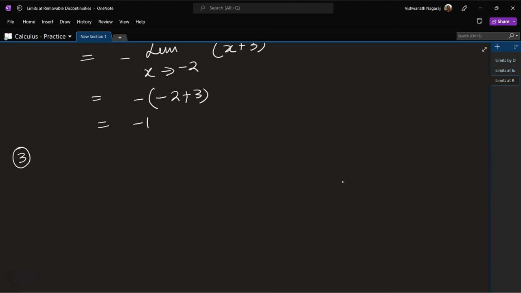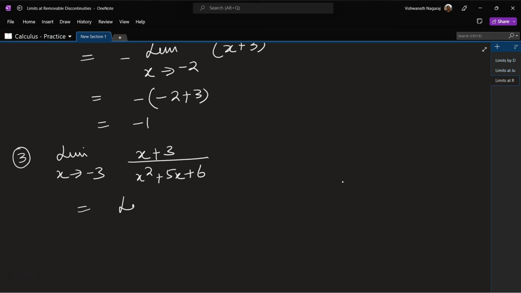A third one, limit as x approaches minus 3 of (x plus 3) by (x square plus 5x plus 6). Now remember, in the numerator, even if it is 0, no issues. In the denominator, it should not be 0. So let's do this. Minus 3 square is 9 plus minus 15, so 9 minus 15 is minus 6 plus 6 is 0. So the denominator becomes 0 by direct substitution.